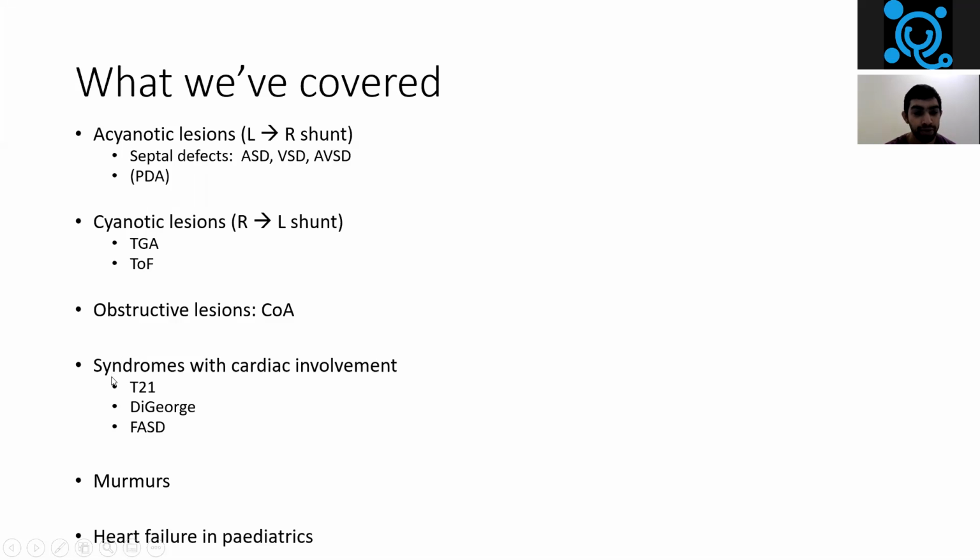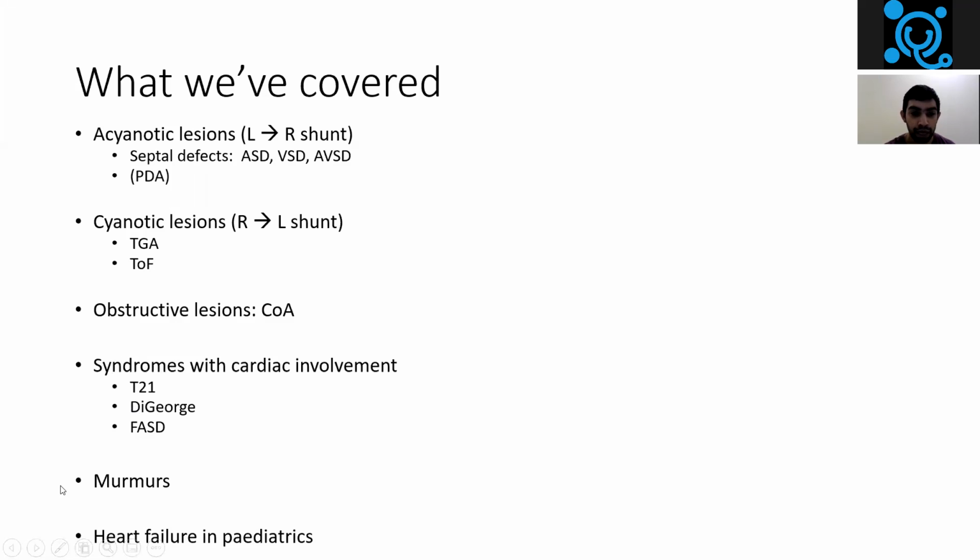Syndromes of cardiac involvement, if nothing else, please know about trisomy 21 and the fact that they get septal defects, with AVSD being the most common. And then other ones you can know about are DiGeorge syndrome and fetal alcohol spectrum disorder, but there are a few others as well that we covered on the slides.